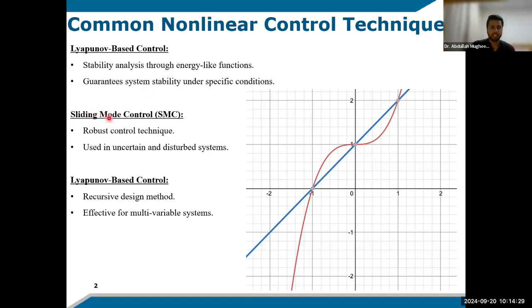Then we have sliding mode control, which is a robust control technique, and it is used in uncertain and disturbed systems. For example, if I am balancing a stick on my finger, and I say this is a system that should remain balanced, I can use sliding mode control and design a robotic hand, and instead of my actual human hand, I can remove this hand and use a robotic hand and put a finger on it. So this robotic hand will move left and right, forward and backward to balance a stick on top of it.